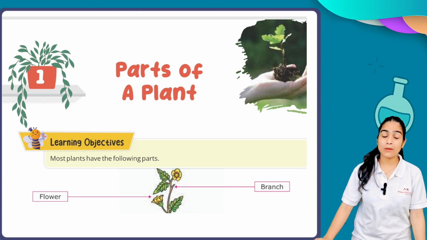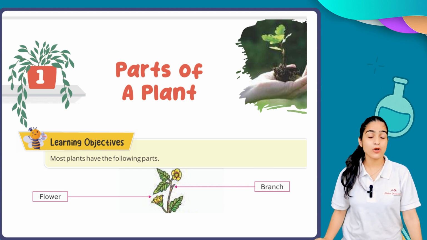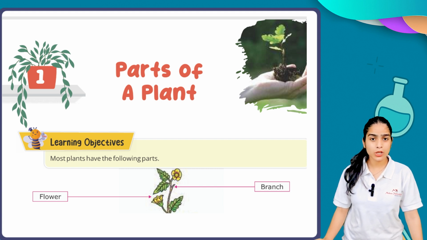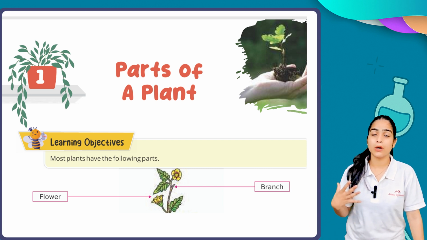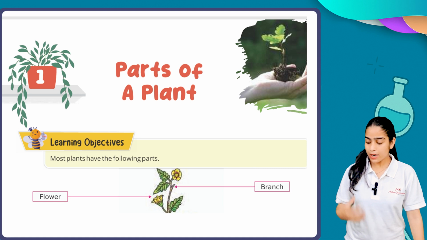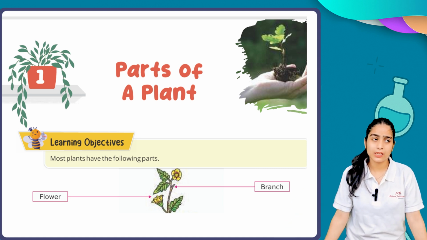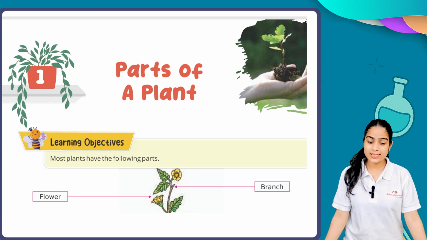Today we have chapter number 1, which is parts of a plant. So in this chapter, as the name suggests, we are going to learn about the parts of the plants. But before doing that, you have to tell me how many parts we have in a plant which are visible and which are not visible. So let us examine it.